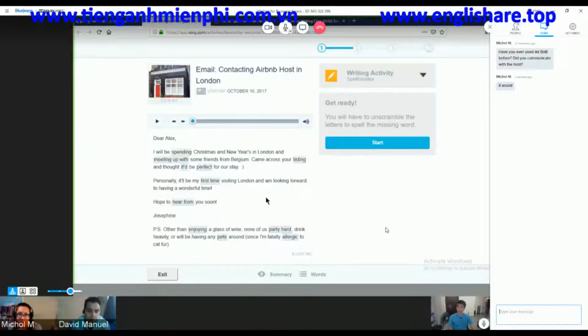Information in email, and the email talks about the house in London, and it's available for guests to stay in there, and they take note about the thing, don't do this, the thing when the guests stay in the house.